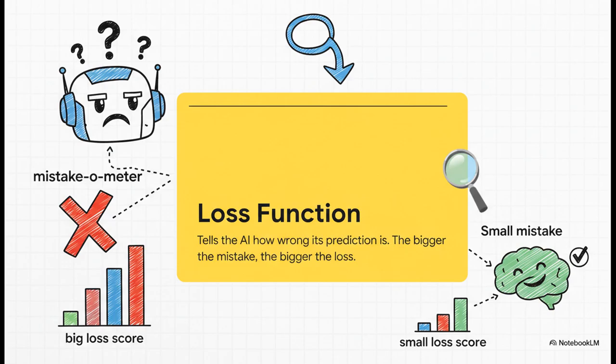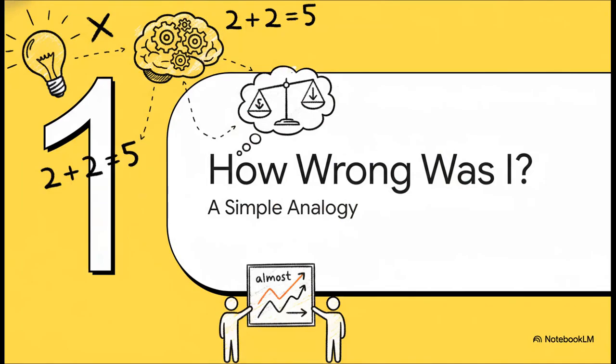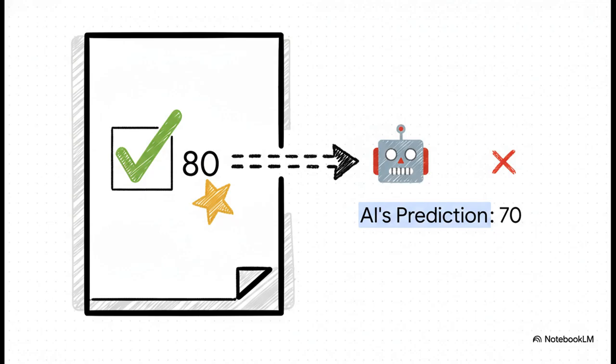If the AI makes a huge mistake, it gets a big loss score. If it makes a tiny mistake, it gets a small one. And the AI's whole job, its entire mission during training, is to get that loss score as low as it possibly can. To really get a handle on this, let's bring it back to an experience I'm pretty sure we've all had. So imagine you just took a test.